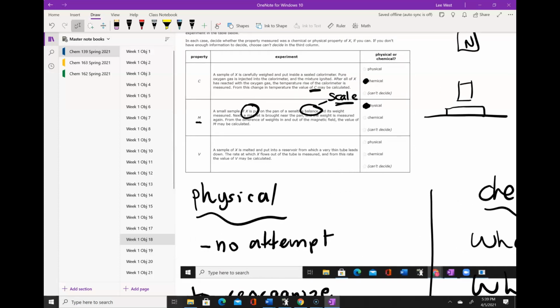Now, to do that, no atoms are being reorganized in how they're connected to one another, right? We're just looking at how runny this stuff is. So again, this is a physical property. And this property is the viscosity, how easily something flows.